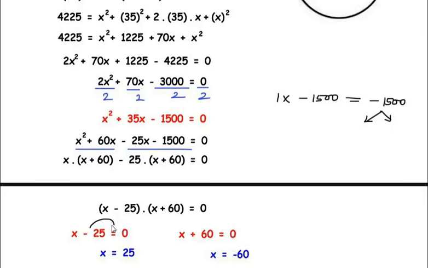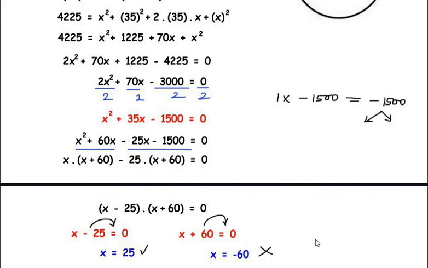Now taking it on the other side of the equal to sign, we get the value of x as 25 and similarly taking positive 60 on the other side of the equal to sign, we get the value of x as negative 60. Now here x represents the distance, so it cannot be a negative value. So we are going to discard this value of x and consider only 25.